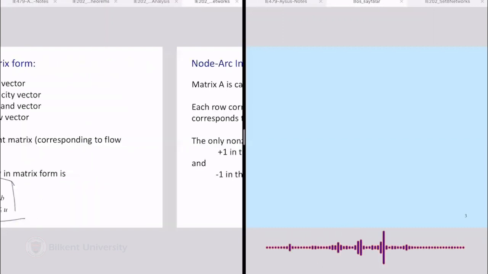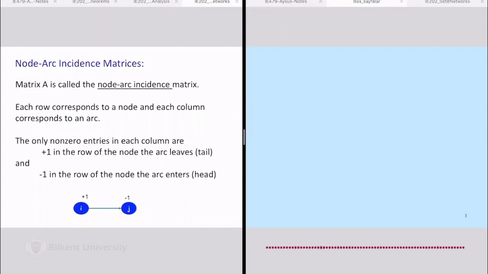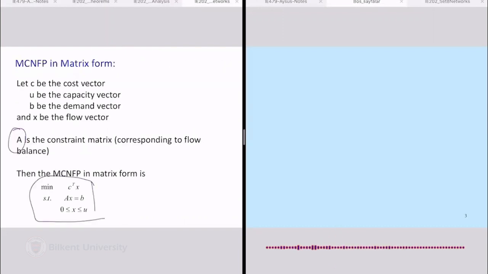It is called the node-arc incidence matrix, because this A is actually the flow balance constraints. For each node, we write anything in and out equals the bi there, whether it is +1, -1, the demand, supply, or 0. So this A matrix has as many rows as my number of nodes, and my arcs are in the columns of the same matrix.